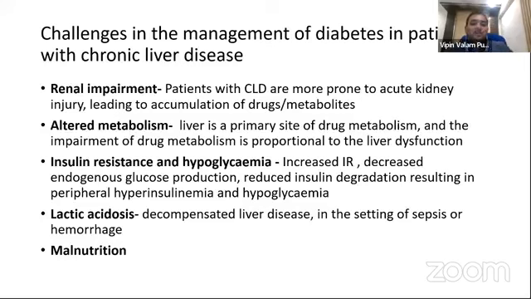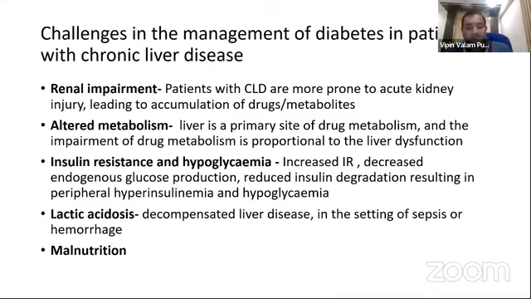So what are the challenges in management of diabetes in patients with chronic liver disease? They are having associated renal impairment, and they are having altered metabolism because the liver is the primary site of drug metabolism for many of these OHAs. And patients with hepatic impairment will be having more insulin resistance, and the insulin degradation also happens very slowly. So they can have hyperinsulinemia, which can lead to hypoglycemia later on.